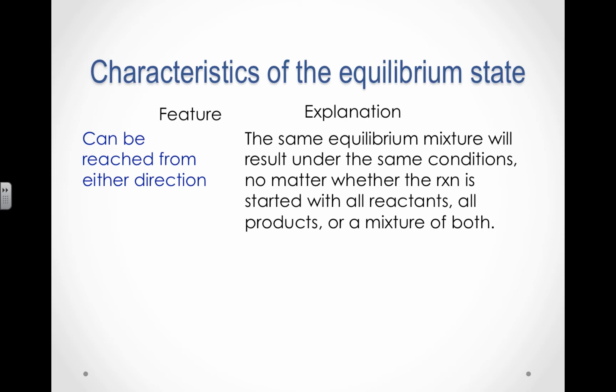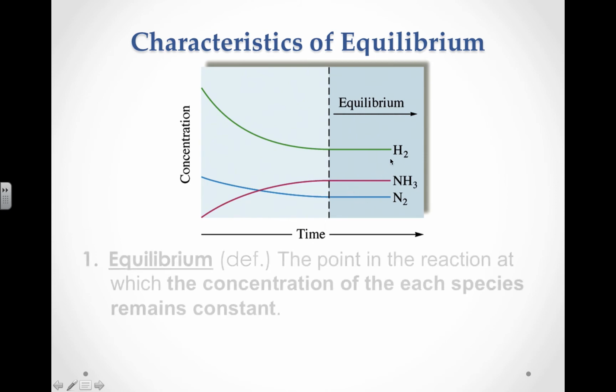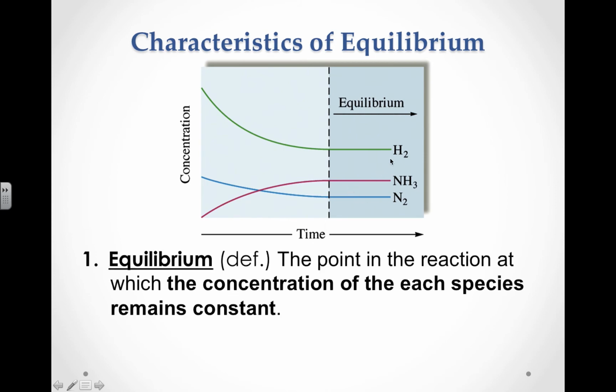Also, equilibrium can be reached from either direction. Okay, so the same equilibrium mixture will result no matter if we started with all reactants, all products, or a mixture of both. Okay, so here's just a couple reminders, some big takeaway points. Okay, so equilibrium, our dotted line starts where those lines flatten out, so where our concentrations remain constant.